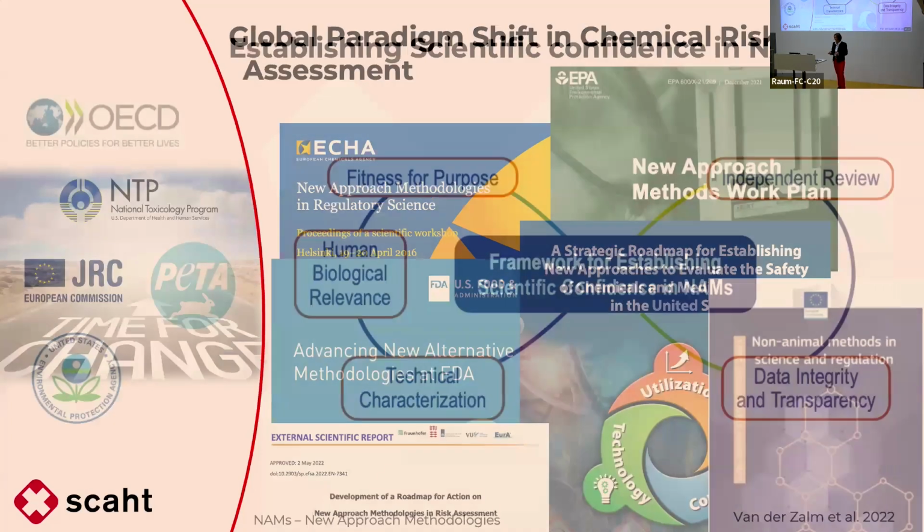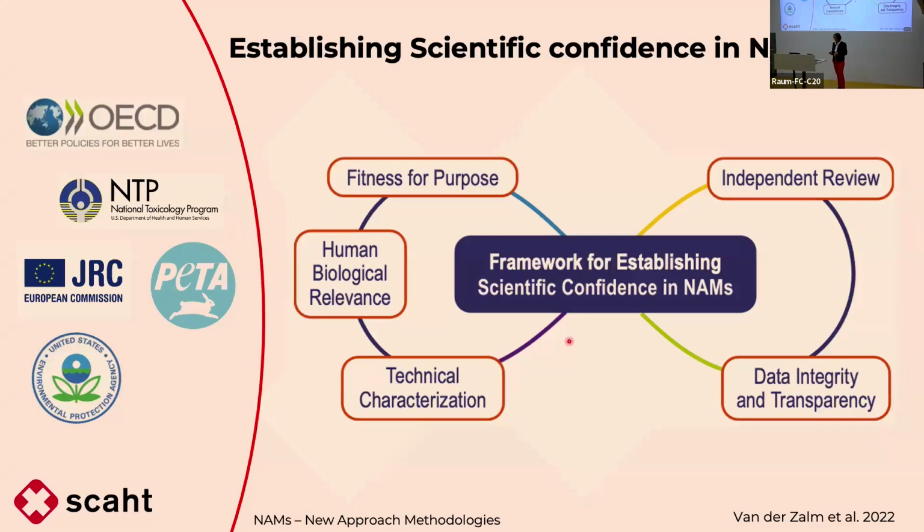Okay, so one thing that is really important is the scientific confidence, as I said. And this paper, I brought this because I think it sums it up really nicely. On the left-hand side, you see where the authors are coming from: the OECD, the National Toxicology Program, but also the Joint Research Center, the EPA, and PETA. They published this scientific framework for establishing the confidence. That's probably true not only for the human tox, but for the ecotox, it will be just the same. Like I said, the fitness for purpose is something that needs to be described.